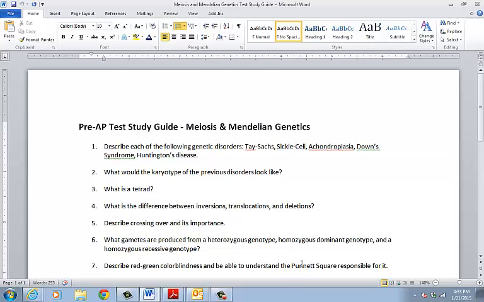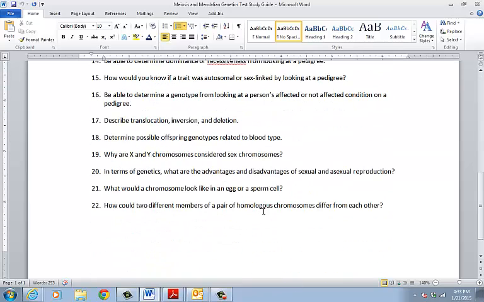Going down here, homozygous dominant means both capital letters. And with homozygous recessive, obviously, one allele is a little p and another little p. In terms of genetics, what are the advantages and disadvantages of sexual reproduction?